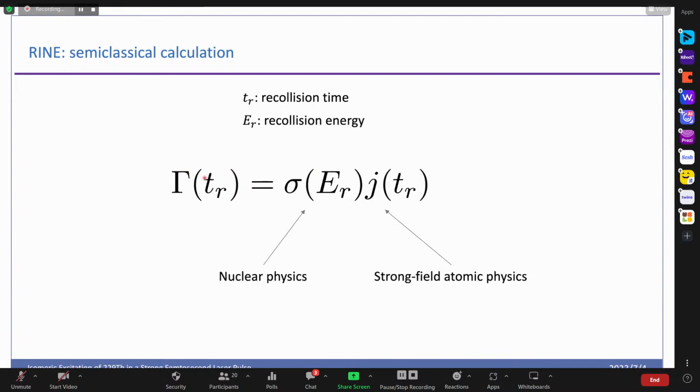At each possible recollision time, t_r, the nuclear excitation rate, gamma, is a product of sigma, which is the electron excitation cross-section at the recollision energy, E_r, and the recolliding electron flux, J, at the time of the recollision. Therefore, the first term, sigma, is from nuclear physics, and the second term, the electron flux, is from strong-field atomic physics. So we see from this formula how these two research areas are combined.